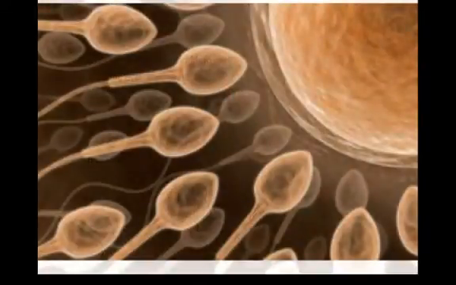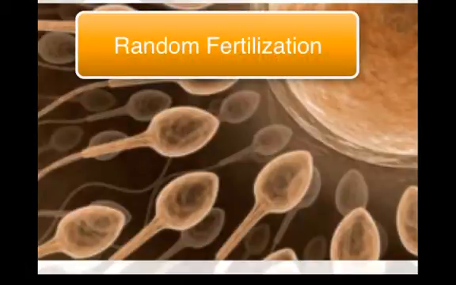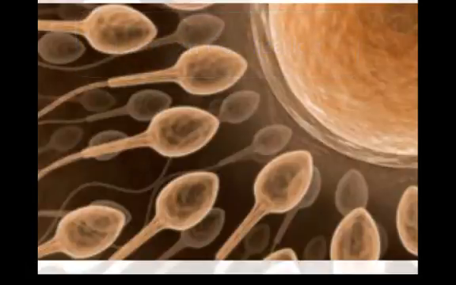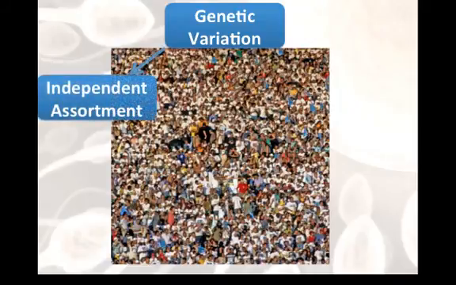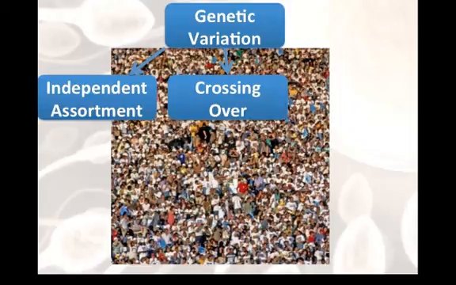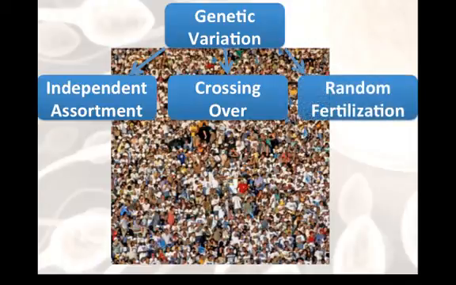After meiosis, another chance event can occur that increases the likelihood that offspring have different combinations of genes, and that is random fertilization. That's when the roughly 250 million genetically different sperm try to fertilize the randomly ovulated egg. To summarize, 2 events in meiosis created genetic variation: independent assortment and crossing over. Random fertilization adds another random event to the mix.